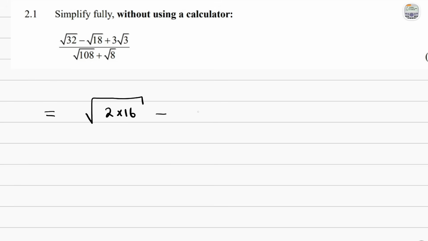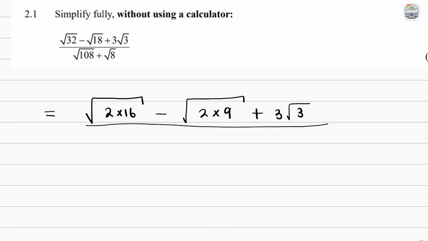Okay, and then minus, we'll do the same thing with 18. So 18 can be divided by 2. 18 divided by 2 is 9. So that's 2 times 9. And you can see this is a square number. And then plus, we have 3 root 3. There's nothing we can do with that right now, so leave it like that.